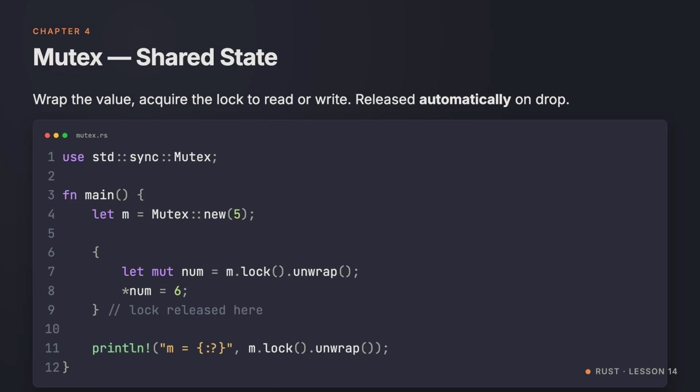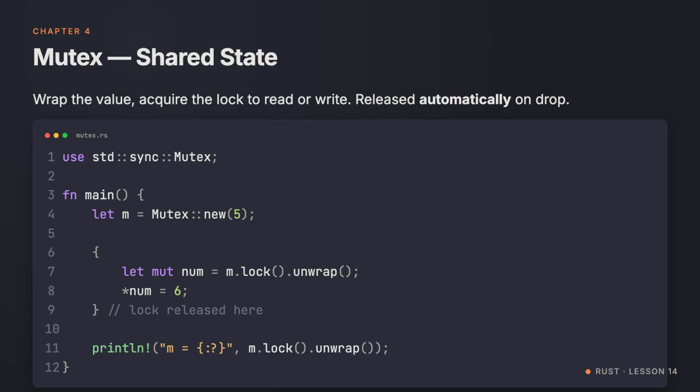In most languages, a mutex and the data it protects are two separate things, and it's up to you to remember to always lock the mutex before touching the data. Forget to lock, and the data race you were trying to prevent happens anyway. In Rust, a mutex wraps the value directly.